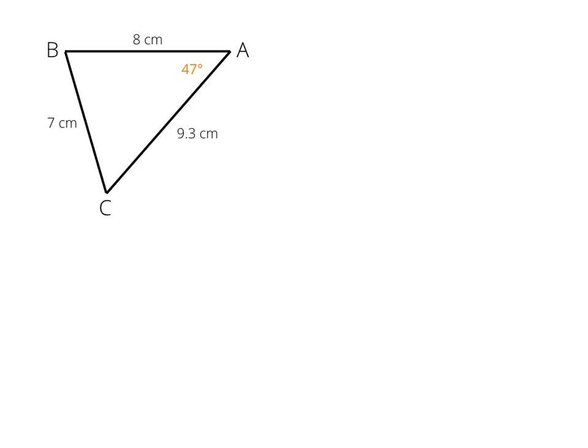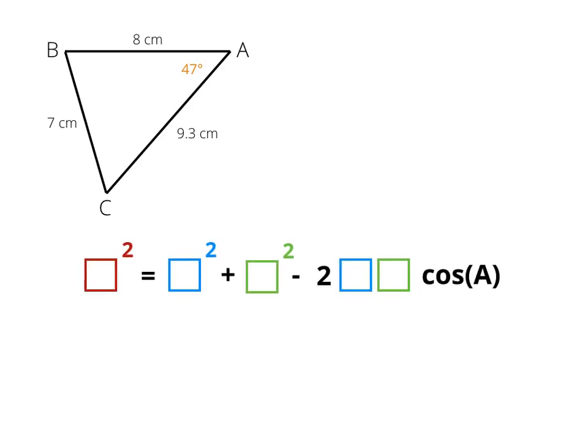Now, I want to find angle B. Well, in order to do that, I can change the equation from being cosine A to cosine B and set up the sides accordingly like this. 9.3, I forgot a square there, so I apologize for that. That should be 9.3 squared equals 7 squared plus 8 squared minus 2 times 7 times 8 times cosine of B.